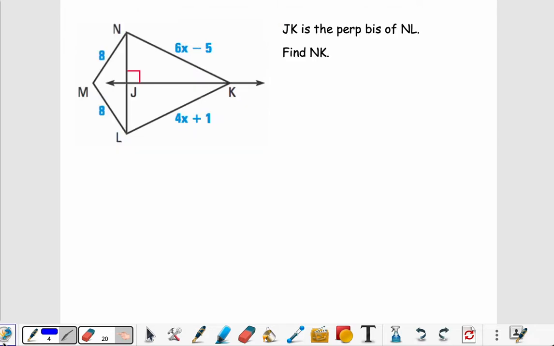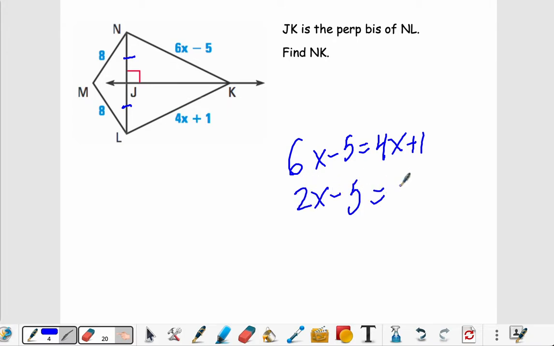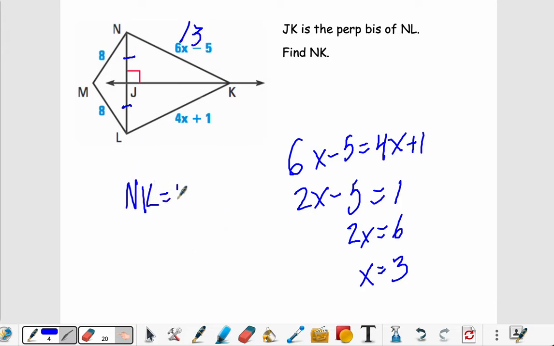If you'd like to pause the video now and try this one, you sure can. Otherwise, I'm just going to burn right through it. JK is on the perpendicular bisector of NL. Find NK. Basically, we're doing the same game as we did in the last problem. Set those lengths equal to each other. Play the algebra. So I'll subtract 4x. Add 5. X is 3. So if x is 3, I plug that in to find NK. 6 times 3 is 18. 18 take away 5 is 13. So NK is 13.